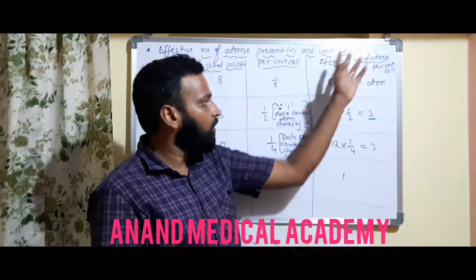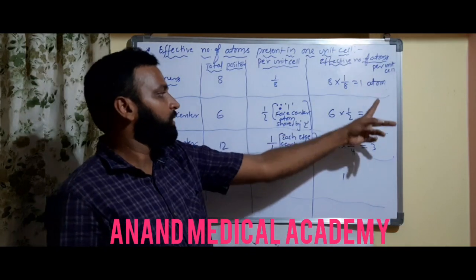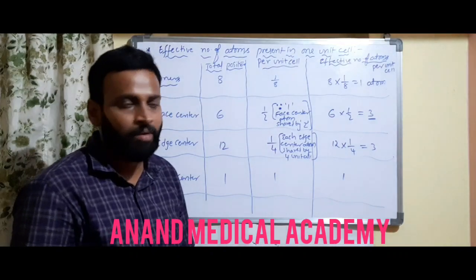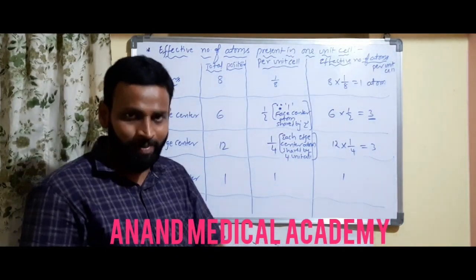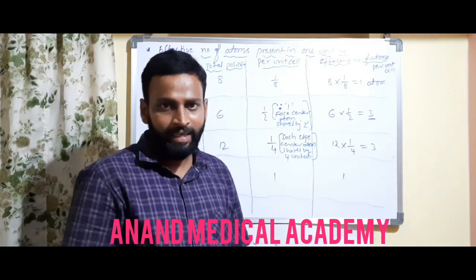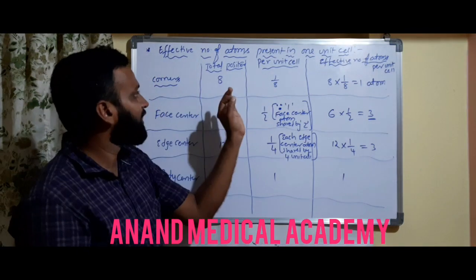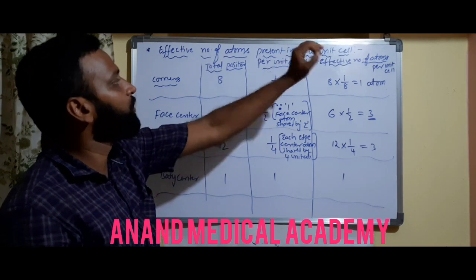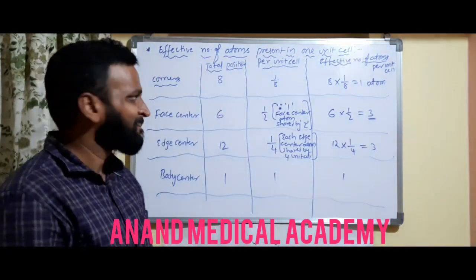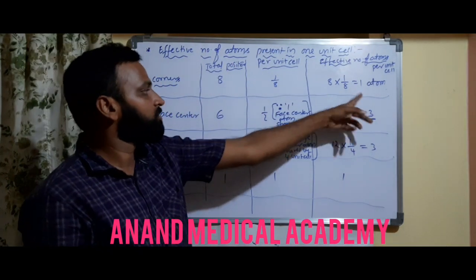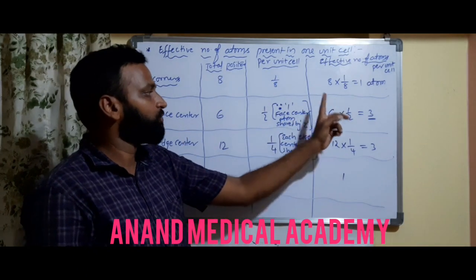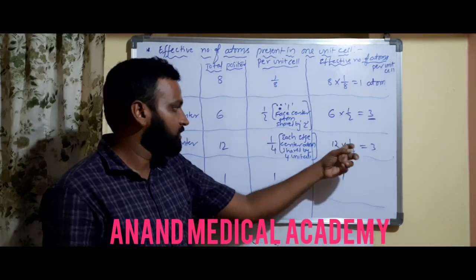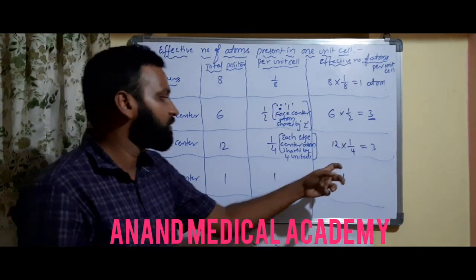So per unit cell, if all these positions are there, 1 plus 3 plus 3, it's a 7, and total 8 effective number of atoms. If not all are possible, but if present, I am telling. Getting what I am saying? So these are the effective number of atoms present in one particular unit cell. How many effective corner atoms? 1. How many effective face center atoms? 3. Effective edge centers, it's 3. Effective body centers, 1.